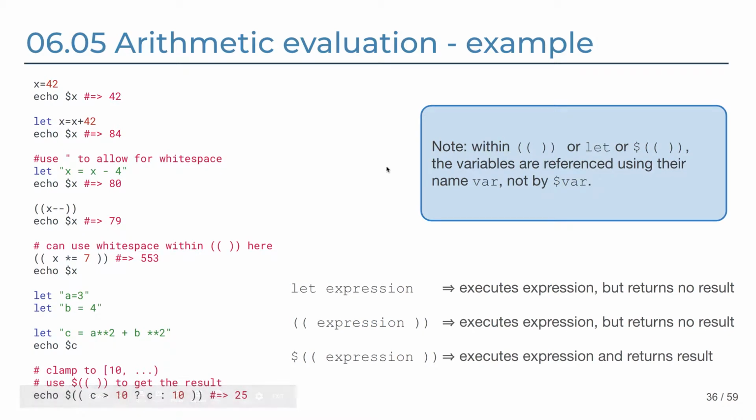Or in the last one, we use the ternary operator to clamp our variable c to the range 10 to infinity. The difference here is that when you just use the parentheses, no result is returned, it's just evaluated. But when you use the $ sign and then the double parentheses, the result of your expression is returned.